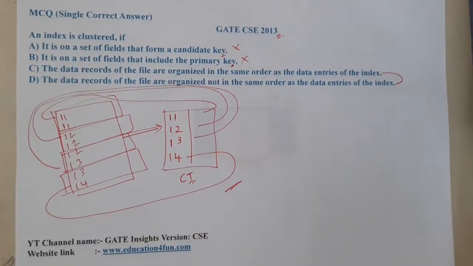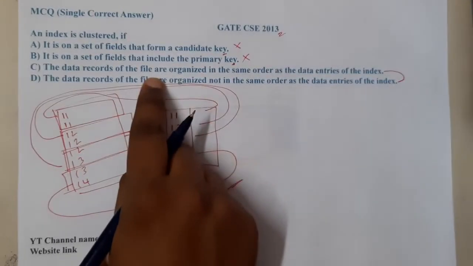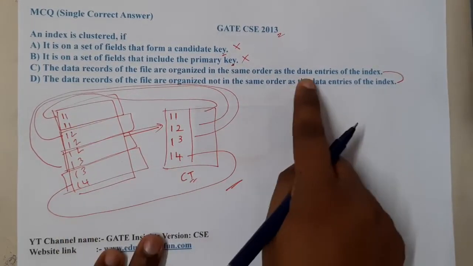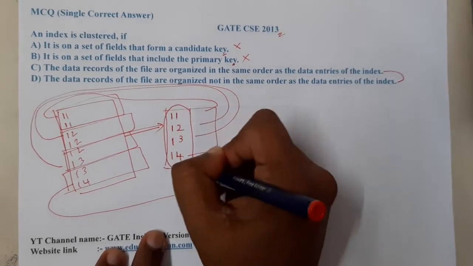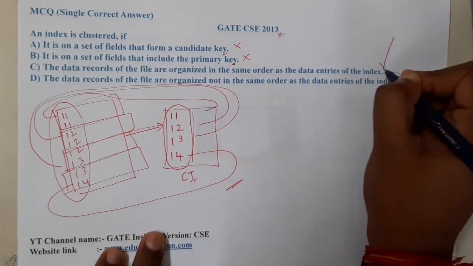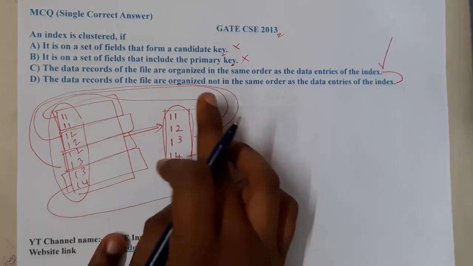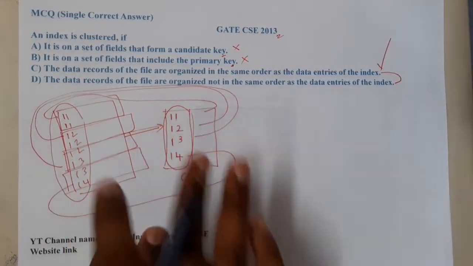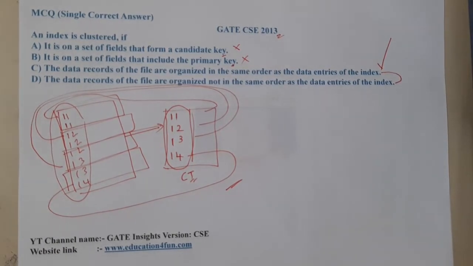Now let us check options C and D. Option C says that the data records of the file are organized in the same order as the data entries of the index. Here this is in ascending order and this is also in ascending order. So this option is absolutely true. Moving on to option D, it says that the data records of the file are not organized in the same order. To be clear, whenever you see the word indexing, it is in sorted order. There are no more questions to ask.